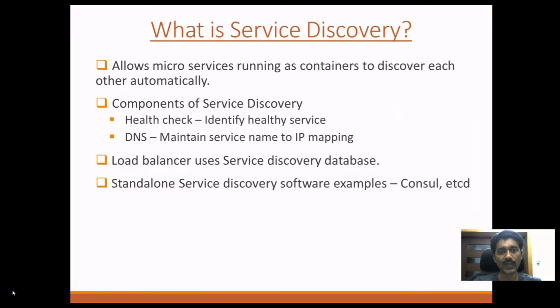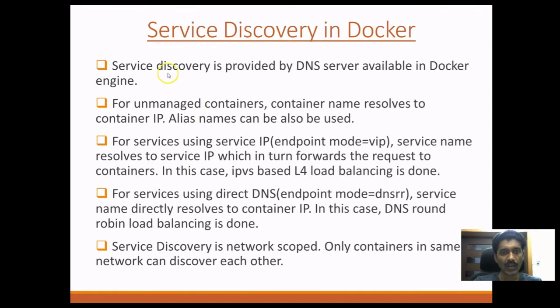Service discovery allows microservices, which are dynamic, to discover each other. The two primary components of service discovery: one is the health check, which allows us to identify healthy services, and another is the DNS database, which maintains the service name to IP mapping. A load balancer uses the service discovery database to do the load balancing. There are standalone service discovery software like Consul and etcd. With Docker, service discovery is provided by the DNS server that is available inside the Docker engine itself.